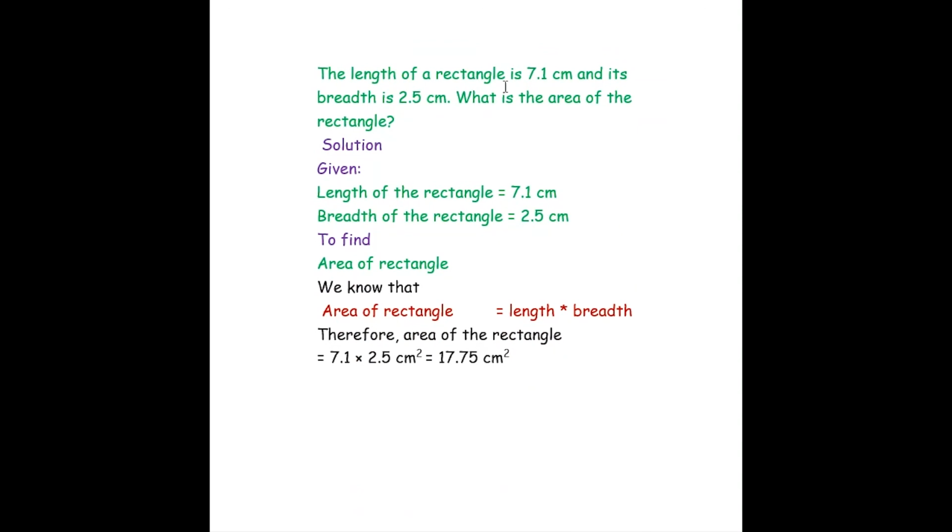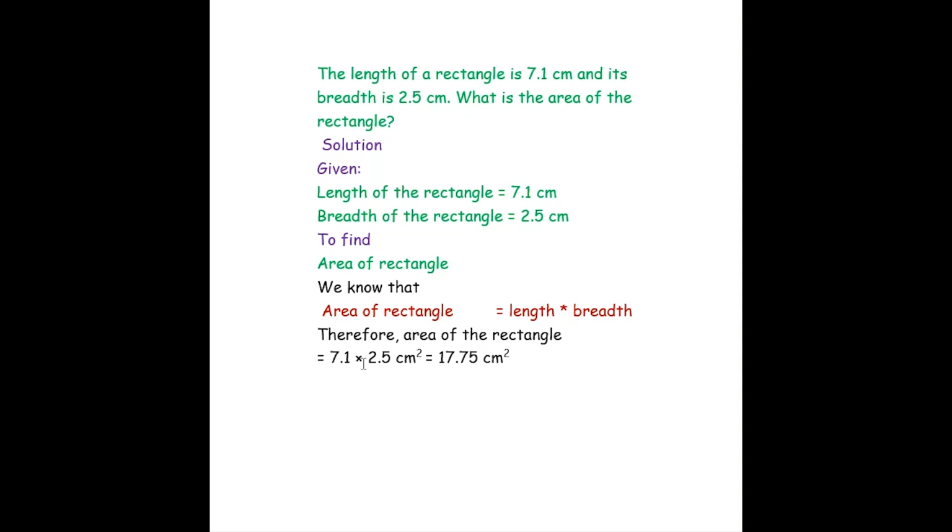The length of a rectangle is 7.1 centimeter and its breadth is 2.5 centimeter. What is the area of the rectangle? Solution. What's given? Length of the rectangle is 7.1 centimeter, breadth of the rectangle is 2.5 centimeter. We want to find the area of the rectangle. We know the formula for the area of a rectangle is length into breadth.